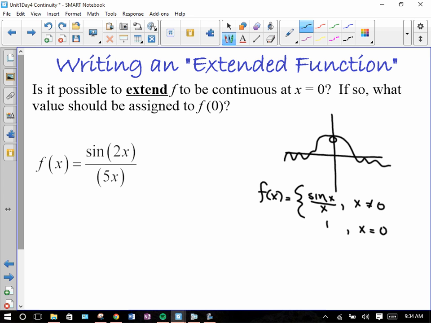However, this isn't sine x over x, is it? You need that right here? No, I was just giving you an example of what that would look like.